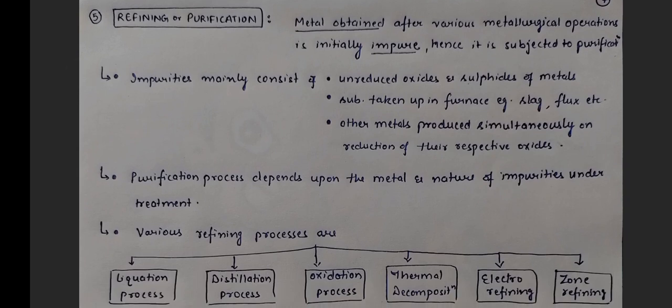Next is refining or purification. Metal obtained after various metallurgical operations is initially impure. Hence, it is subjected to purification. Impurities mainly consist of unreduced oxides and sulfides of metals, substances taken up in the furnace, for example slag, flux, etc. Other metals are produced simultaneously on reduction of their respective oxides. The purification process depends upon the metal and the nature of impurities under treatment.